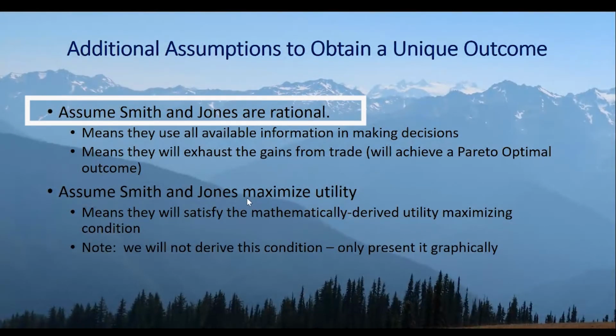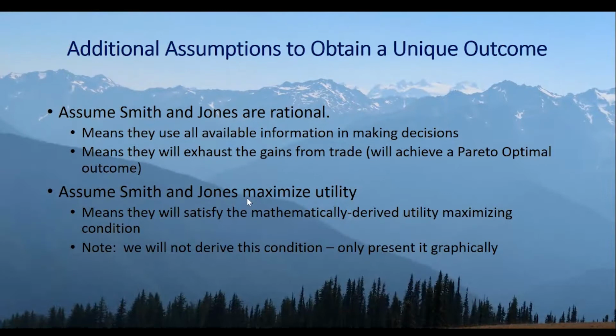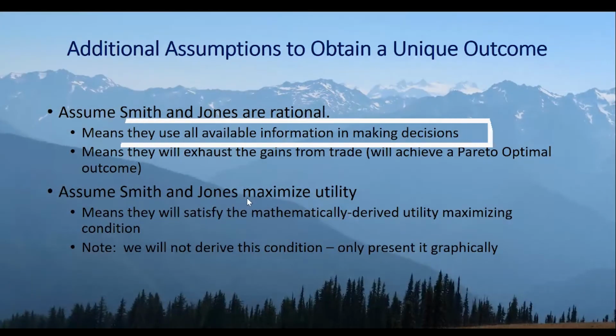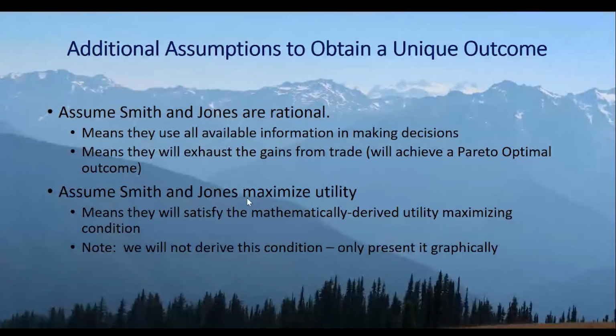Now, rationality is a very complicated concept, meaning different things in different contexts. But in general, at a first glance level, it means that Smith and Jones are going to use all the available information that they have in making their decisions. And remember, we're going to imagine they have perfect information. So they're going to use all of that information as best they can. And if they do, being rational, we should imagine that they're never going to leave any gains from trade unrealized.